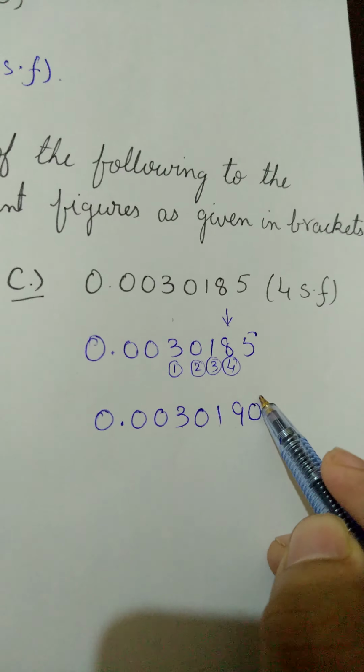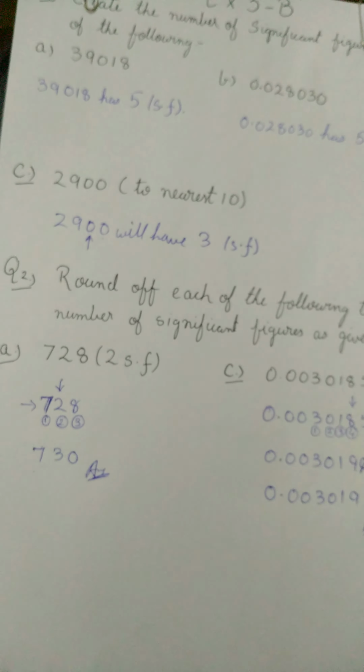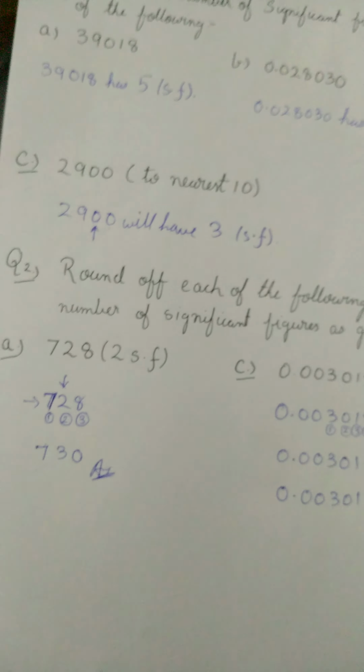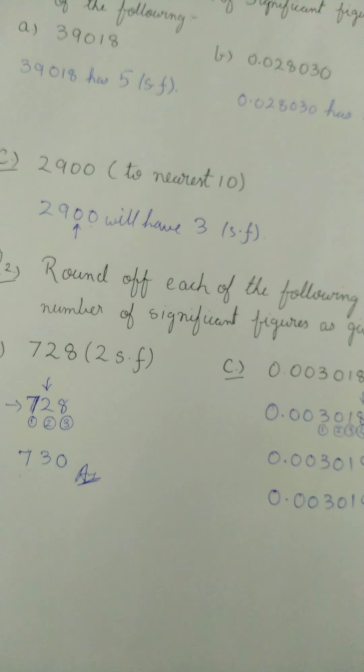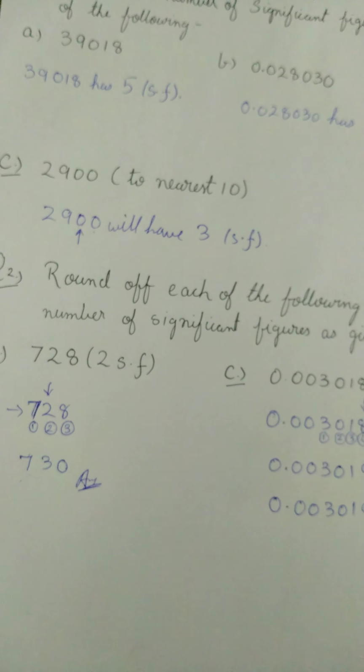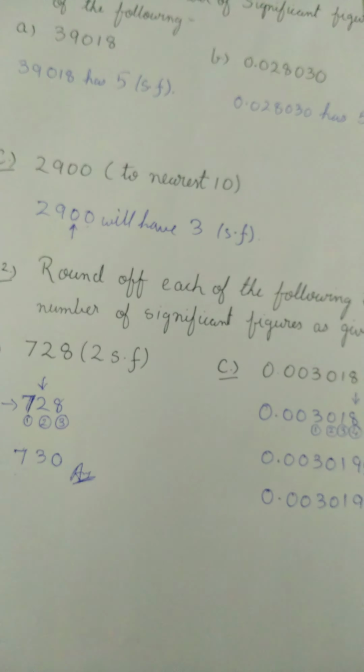So I hope question 2 is understood. Part A and part C are done by me. You have to do the remaining parts, Part B, D, E and F, by yourself. If you have any confusion, you can ask, but I don't think there will be any confusion because all these questions are very easy. So let's move on to question number 3.